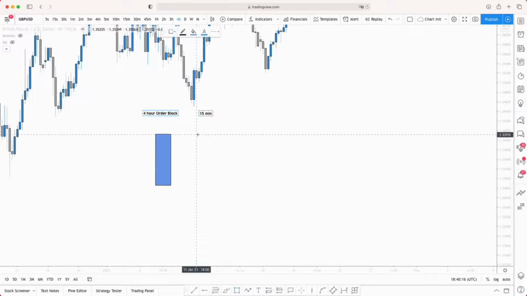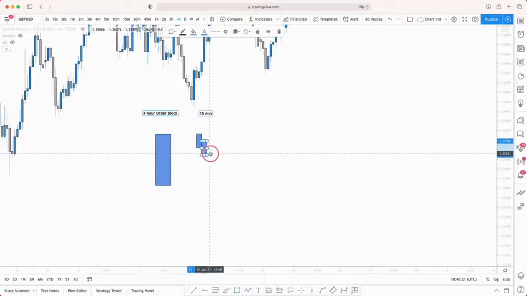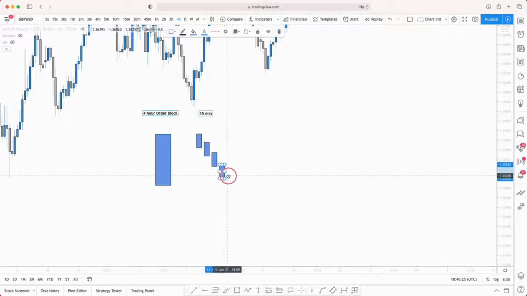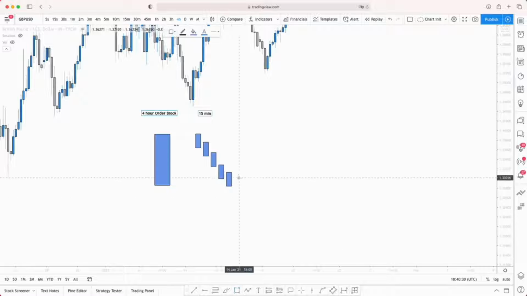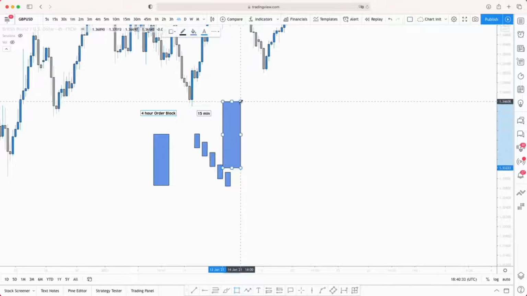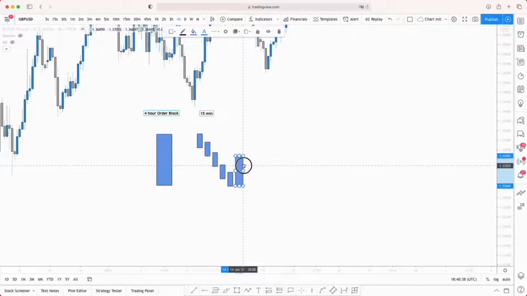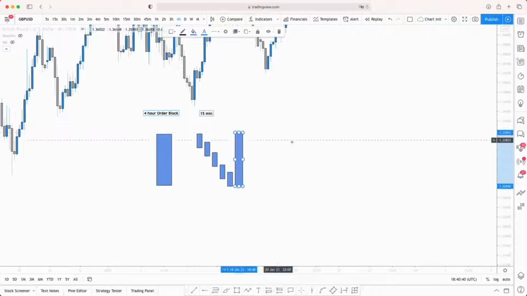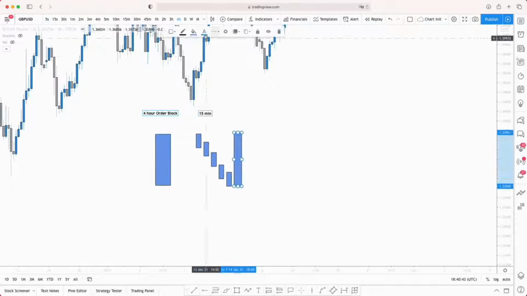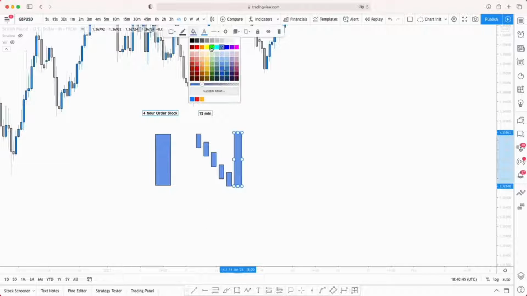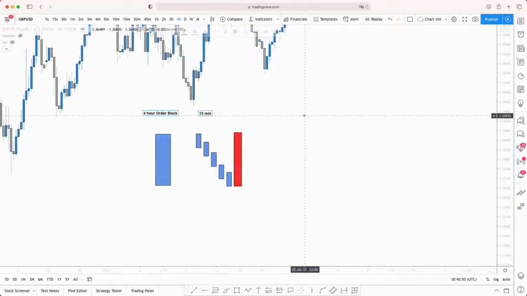Why is it not drawing a candle? We know there's going to be several of these. Okay, there we go. Before price pushes up again, and I'm going to do that one in a different color. We'll do that in red.